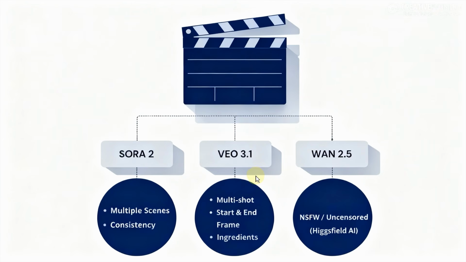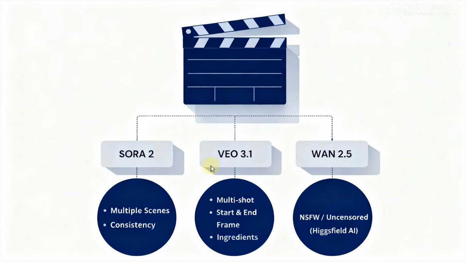However, the 3.1, the latest model, has got some new features which have taken VEO's capability to the next level. Multi-shot feature, which is similar to Sora 2's capability of creating multiple scenes. The much-awaited start and end frame feature, which gives you complete control, the kind of control we've been having with Kling AI up till now. And also there's a new feature called ingredients, and I'll be showing you all three of these via different examples.